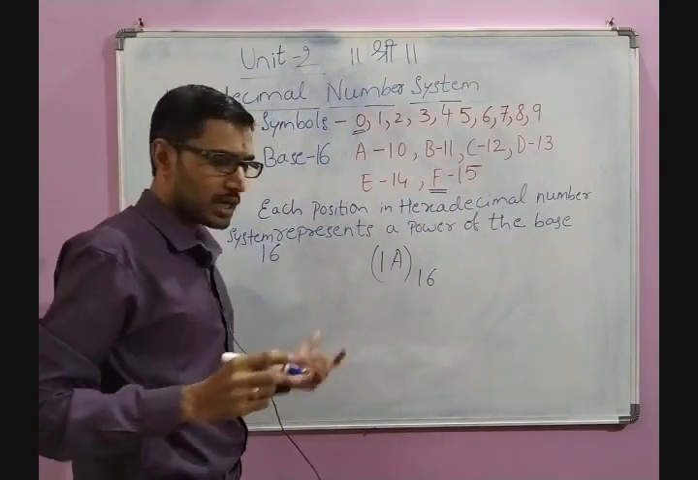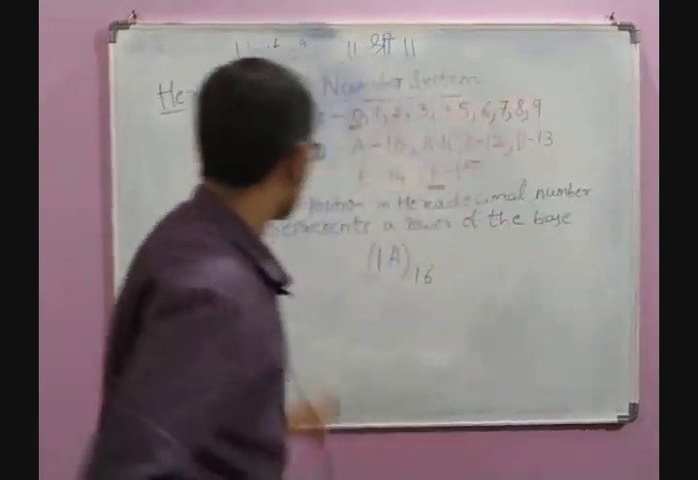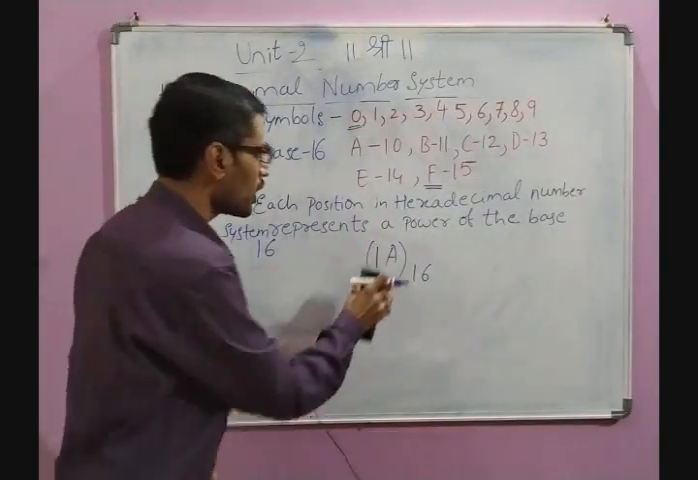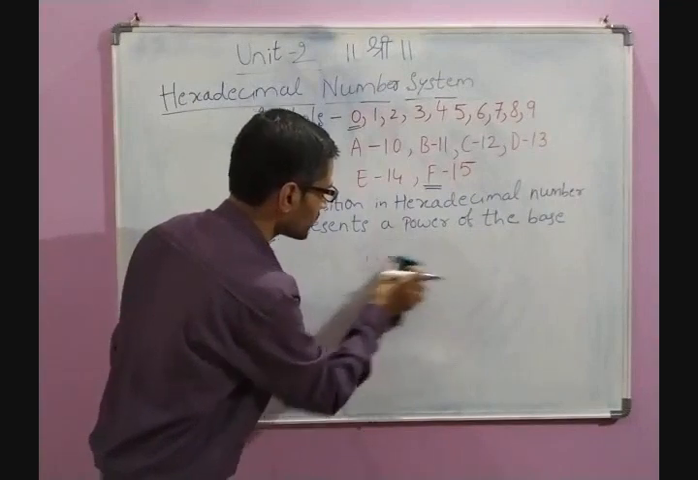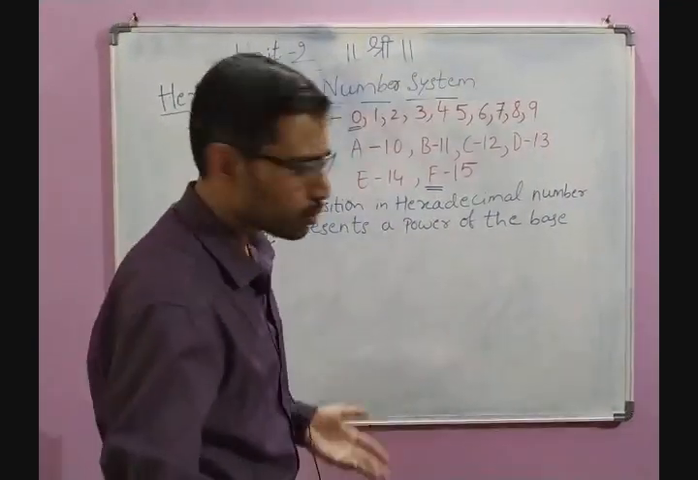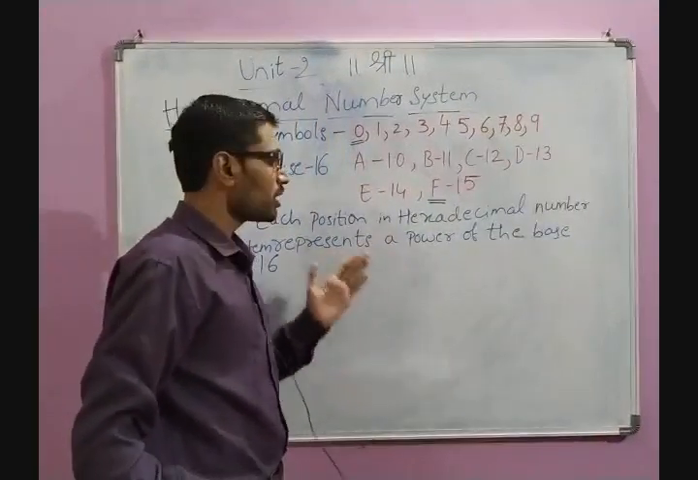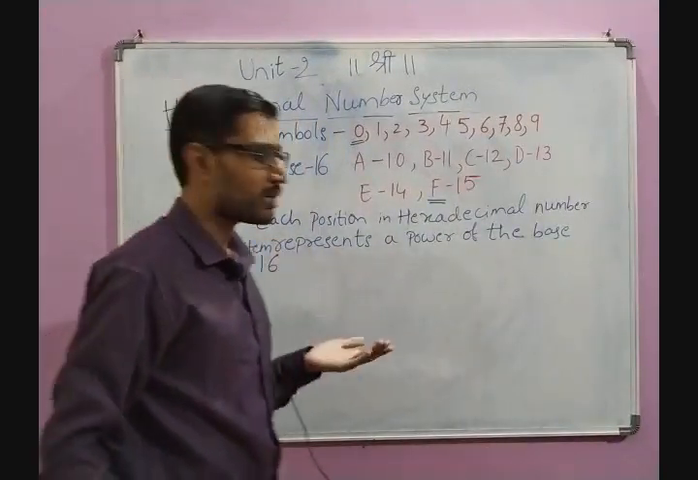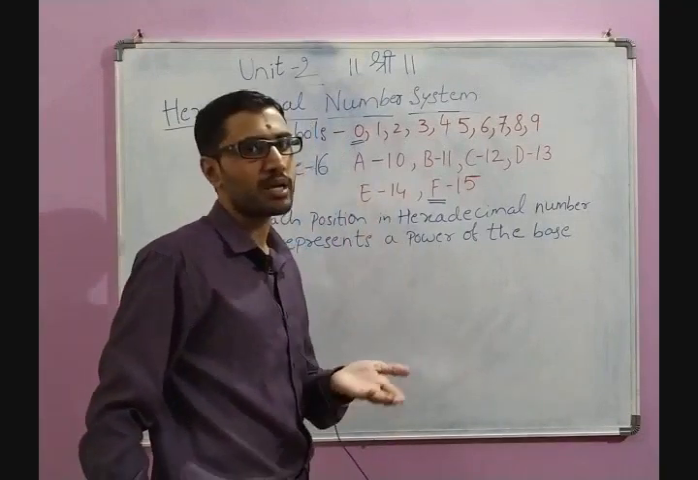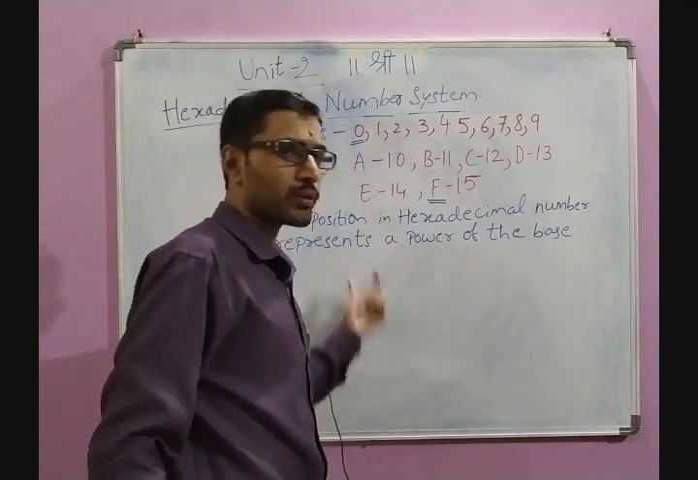Now let us understand this. Each position in the hexadecimal number system represents a power of the base, that is 16. In the earlier cases, in binary we had 2 raised to 0, 2 raised to 1 and so on. In octal we had 8 raised to 0, 8 raised to 1 and so on. In decimal we had 10 raised to 0, 10 raised to 1 and so on.